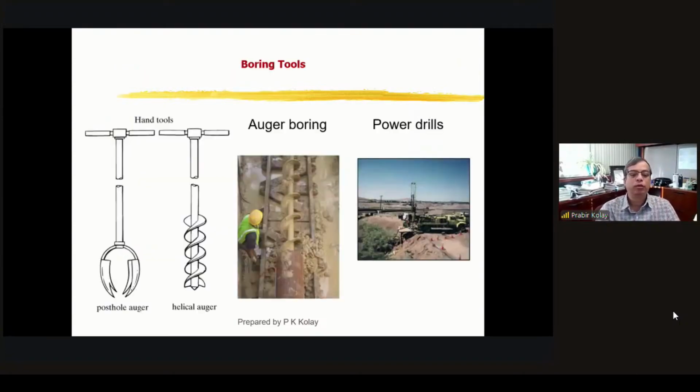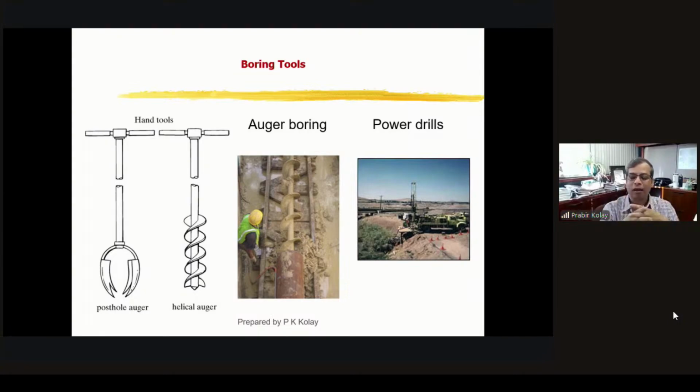So this is a boring tool. Again, everyone knows, like a post-hole auger or helical auger, it is inserted into the soil. Just a hand auger also, and then obviously the power drill. You need to use a machine so that it can bore, make a hole, and collect the soil sample. So depending on the situation, you are going to collect the soil sample.